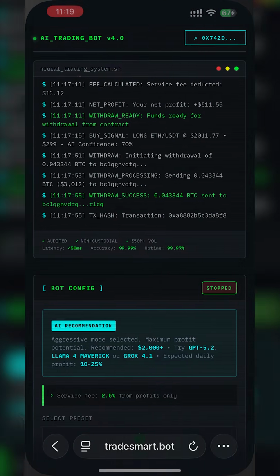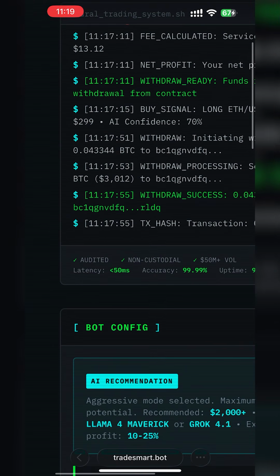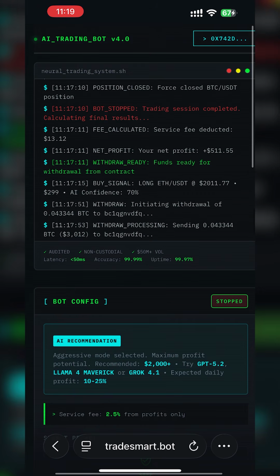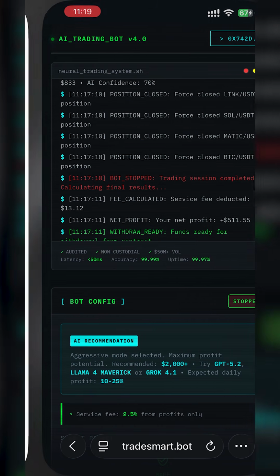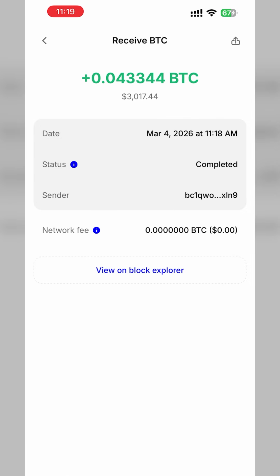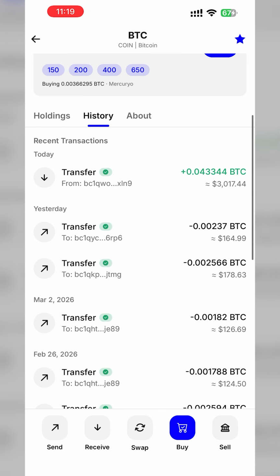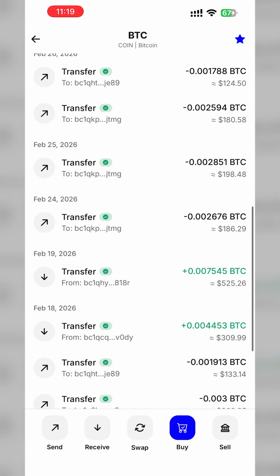Scam platforms only show good results during bull markets because they're not actually trading. They're just riding market momentum and showing you fake gains. I've used this through crashes, recoveries, sideways markets, all conditions, and it keeps performing reliably. That tells you the AI is actually functioning and adapting, not just showing manufactured numbers.